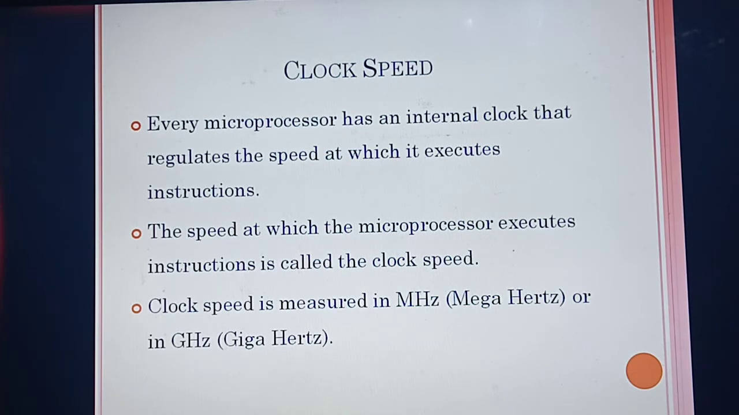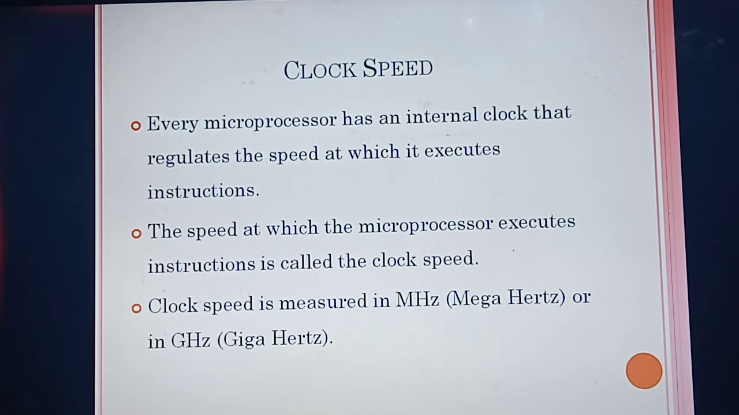So this clock speed is measured in a unit called megahertz or gigahertz. Understood? So this clock speed is measured in which one? What's the unit? Megahertz or gigahertz. So once more I am repeating, very very important questions. I am explaining each point by point. So what's the first point?